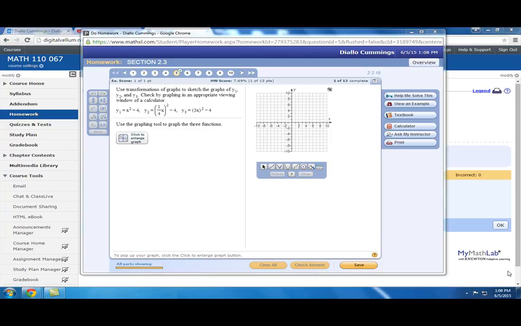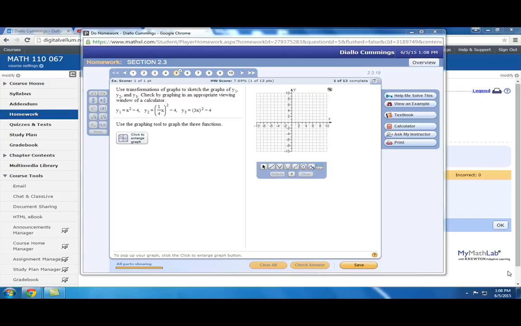In this example, we're asked to use transformation of graphs to sketch the graphs of y sub 1, y sub 2, and y sub 3. We're also asked to check by graphing in an appropriate viewing window of a calculator. We see that y sub 1 is equal to x squared minus 4, y sub 2 is equal to (1/4 x) squared minus 4, and y sub 3 is equal to (3x) squared minus 4.